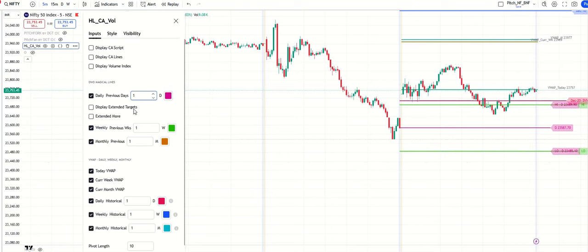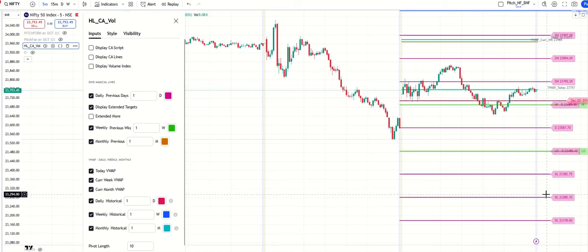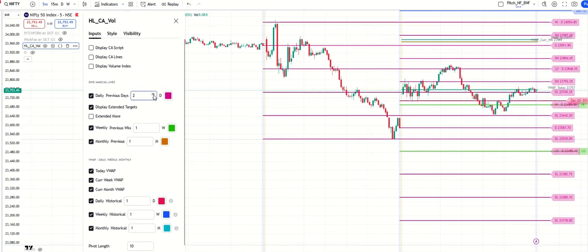If you extend the levels and the market is trending in any direction, you will have them. If you want more lines, you can extend more. So 2 is for one more day, like yesterday, the previous day. The same thing works for the week, the same thing works for the current month, previous month, and all. Okay, so I hope I'm clear in terms of the settings.